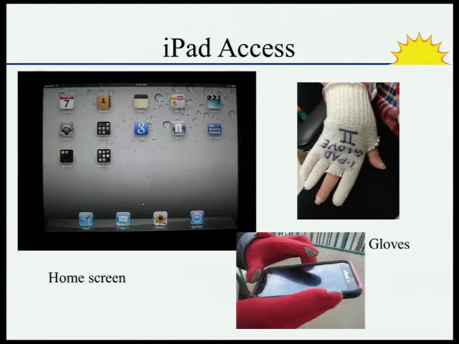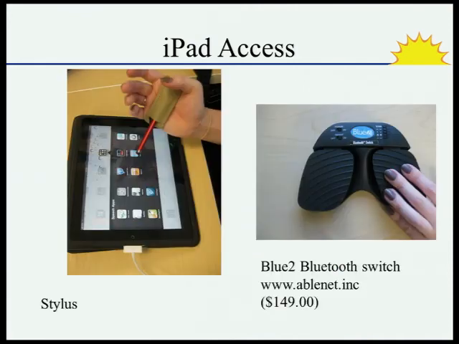You can adapt just a regular glove and cut out one finger so that that's the only thing that is going to touch the screen and make it active. You can use the fancy gloves that you can buy to use your iPhones out in the cold. You can use an adapted stylus, or you can use a switch.